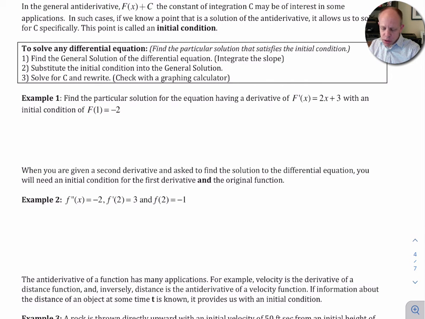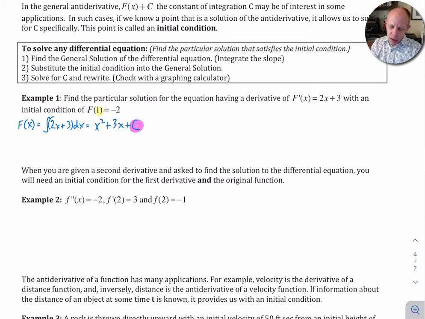So it says find a particular solution for the equation having a derivative of capital F prime at x equals 2x plus 3 with an initial condition of capital F at 1 equals negative 2. All right, so we're going to be looking for f at x, and we're going to want to eventually solve for c. So what we need to do is integrate the derivative. Okay, and so this is the antiderivative that we've been working with. So it'll be 2x raised to the power 2 divided by 2. So it really becomes x squared and then plus 3x plus c.